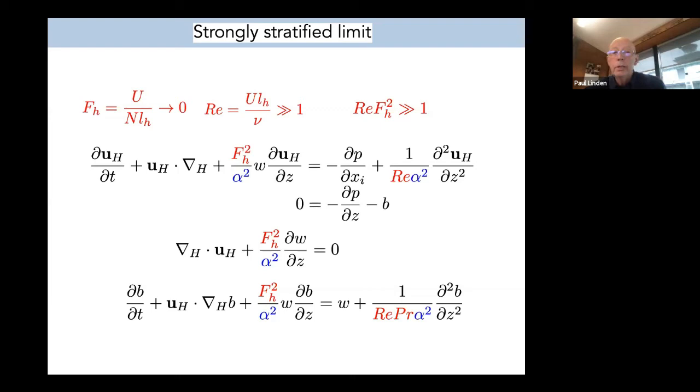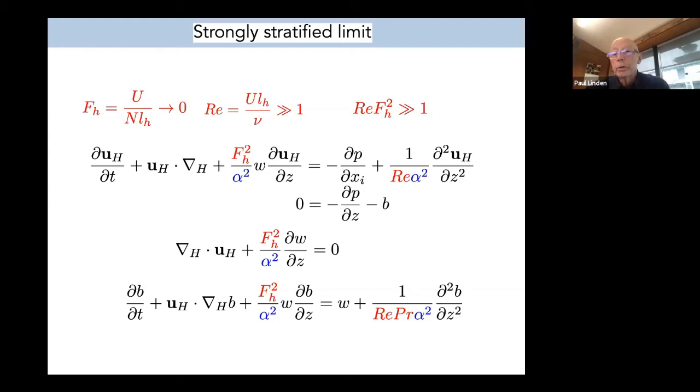You can see that if you look at the first equation, for example, if I were to divide through by the Froude number squared, I'd have a term on the right-hand side which involves the Reynolds number and the Froude number squared, and that term will be large. So 1 over that term will be small.